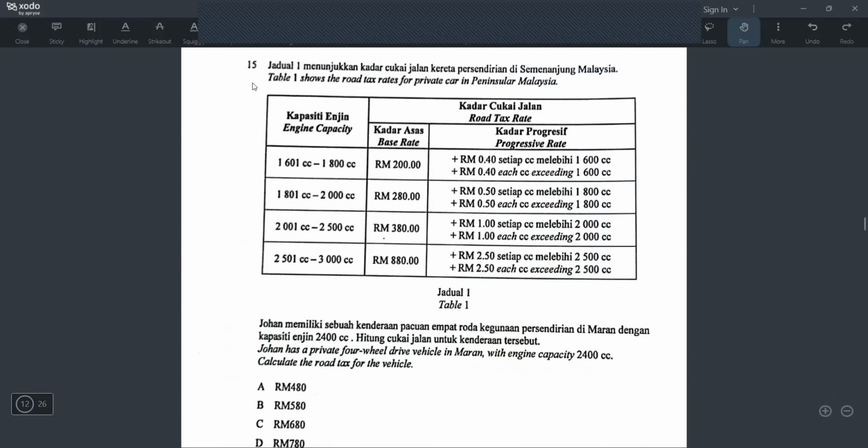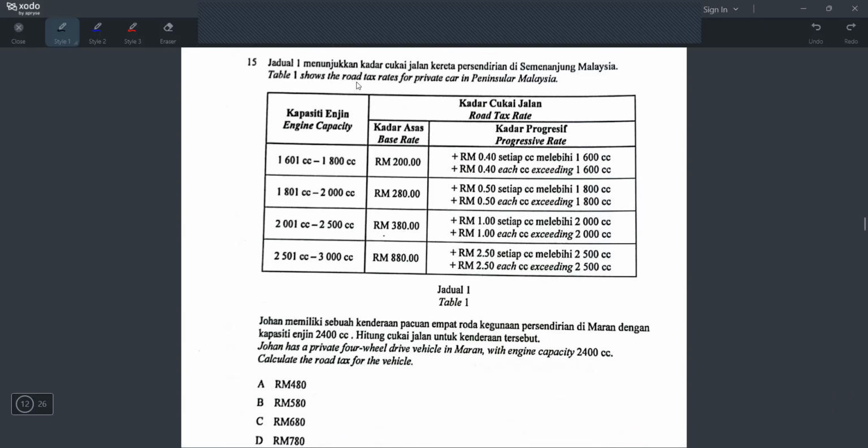Right? Okay, number 15. Table 1 shows the road tax rate for private car in Peninsula Malaysia. So Semenanjung, this is the road tax rate, okay? And then Johan has a private 4-wheel drive vehicle in Maran with engine capacity 2,400. So this one, 2,400. Calculate the road tax. Okay, very easy. How to find road tax? First, we will take the base rate, which is 380, plus with big bracket. Okay, it says here, the progressive rate is 1 ringgit for every cc exceeding 2,000.